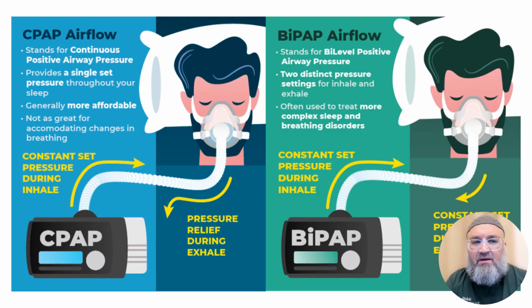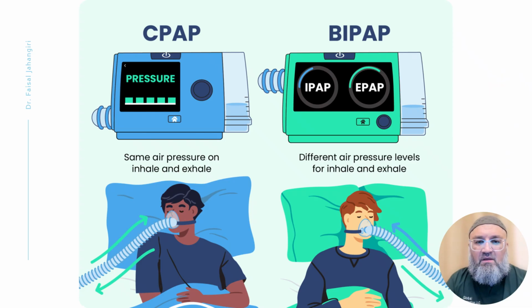So this is a comparison of CPAP flow and BiPAP flow. CPAP on the left side is a continuous pressure, and more affordable, and BiPAP is more complex, but it gives you two different pressures. So we can set one pressure on CPAP, and we can set two pressures on BiPAP: inhalational IPAP and exhalational EPAP.